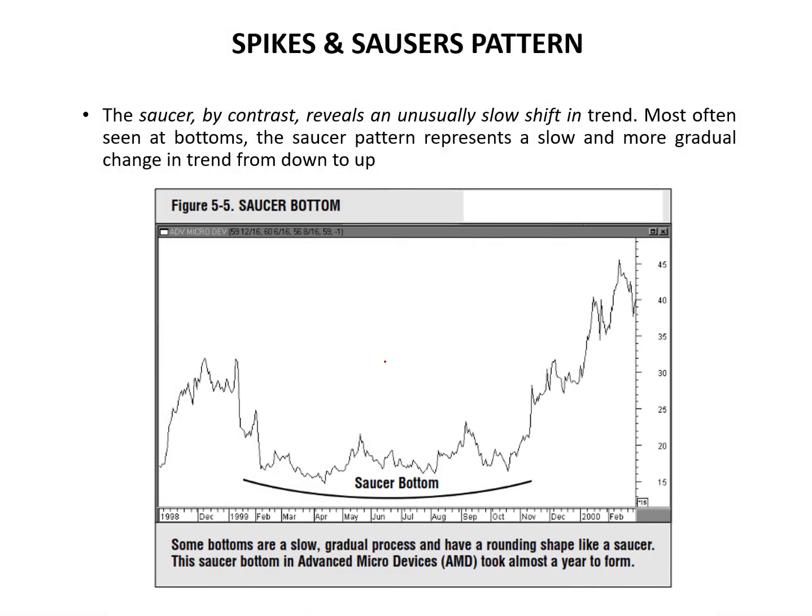Spikes, and then this is the saucer pattern. It is called a saucer because it looks like a saucer. The saucer by contrast reveals an unusually slow shift in the trend, most often seen at a bottom. The saucer pattern represents a slow and more gradual change in the trend from down to up. Here you can see the bottom is formed, which is the support level for this stock, and these are the resistance levels. So when these resistance levels are broken, you can confidently say that the trend has changed from downtrend to uptrend.